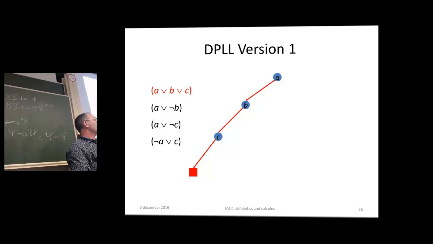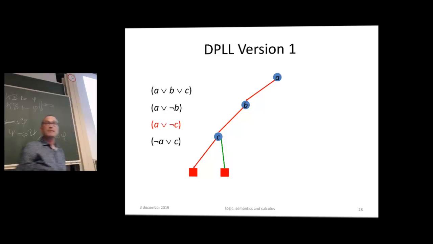I give the value false to C in my search. And now I realize that the first one is a contradiction. Okay, so my search for a model failed here. So false, false, false failed, because the first clause is violated. So then I try to assign the value true to C. But then I see that this one is violated, because A is false and C is true, which violates this third one.